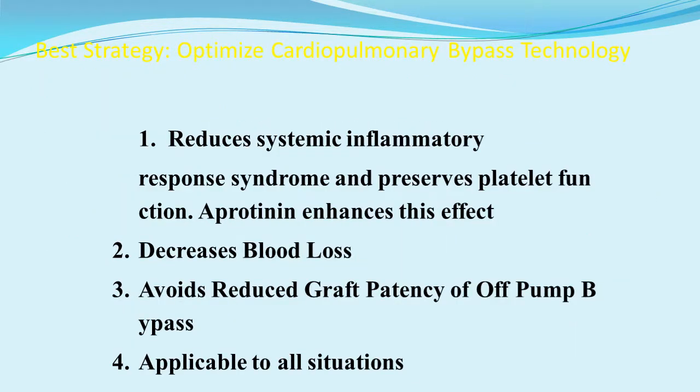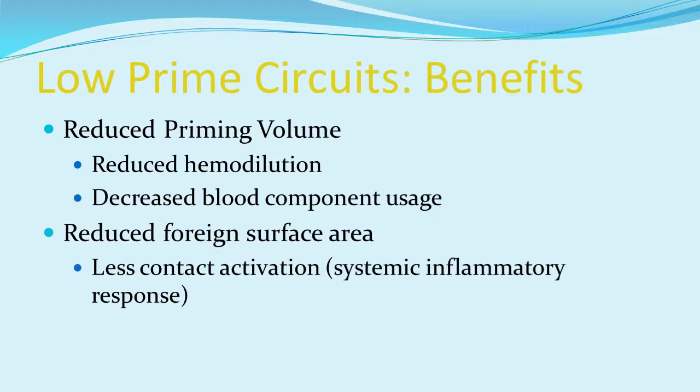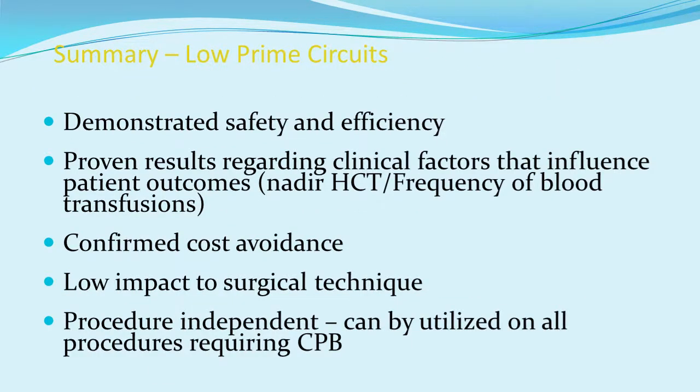Optimize the cardiopulmonary bypass technology to reduce systemic inflammatory response syndrome and preserve platelet function. Aprotinin enhances the effect, decreases blood loss, and avoids reduced graft patency in pump bypass. Low prime circuit benefits: reducing the priming volume, reducing hemodilution, decreasing blood component usage, and reducing foreign surface area and contact activation. Summary: demonstrated safely and effectively, proven results, confirmed cost avoidance, low impact to surgical technique, procedure dependent, and can be utilized on all procedures requiring cardiopulmonary bypass.